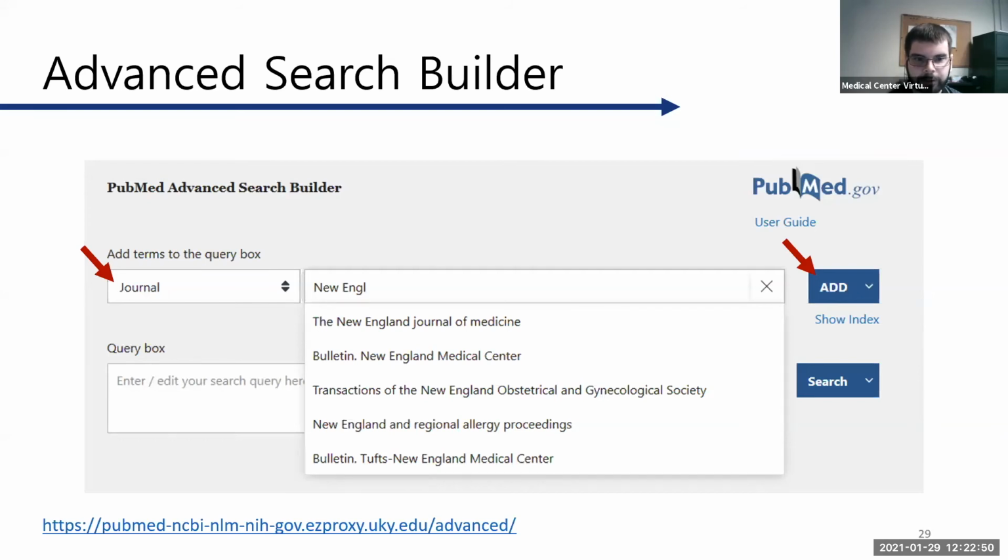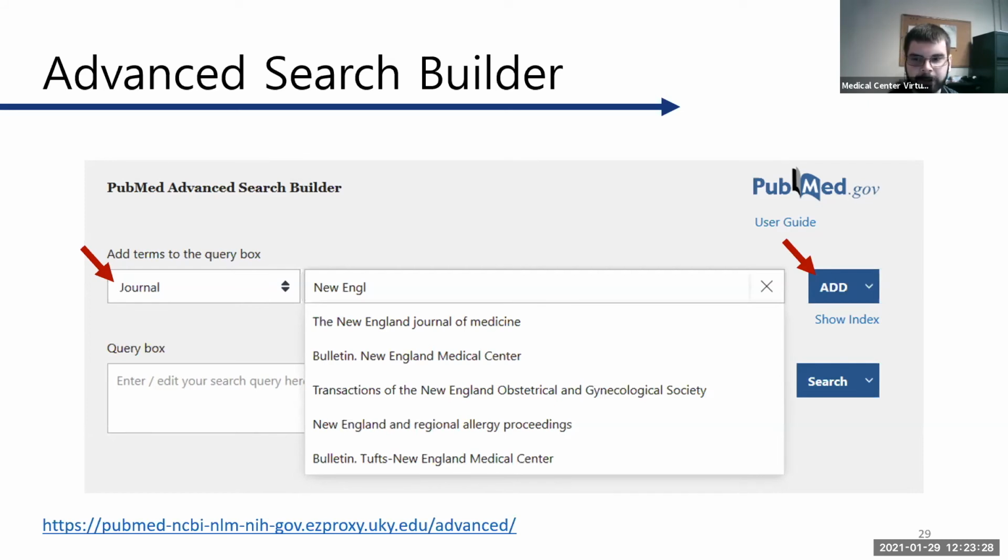So if you wanted to do that, you would use the field selector, change it from all fields to journal, and then start typing the name of the journal. The auto-suggest feature will suggest journal names that exist in the database, and you can choose the one that you want. For example, I was trying to find the New England Journal of Medicine, so I selected journal from the dropdown and then started typing New England, and before I even got the full second word typed out, it suggested New England Journal of Medicine as the first option. And then you can click Add and then run your search.